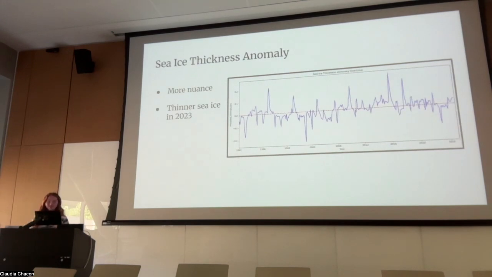This graph shows sea ice thickness anomaly. Trends in sea ice thickness tend to be more nuanced than trends in sea ice extent, and it's harder to find an obvious trend. Another thing to point out is the dip in sea ice thickness in 2023, which correlates to a dip in sea ice overall extent as well.